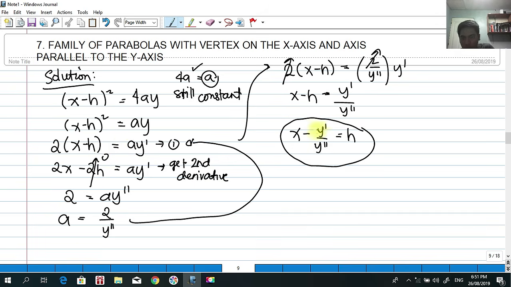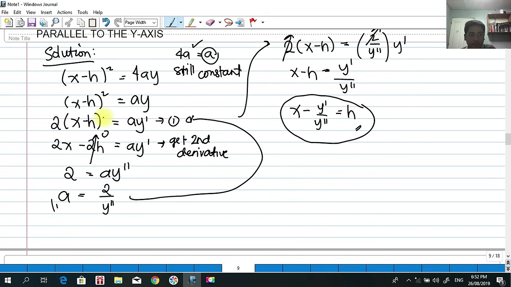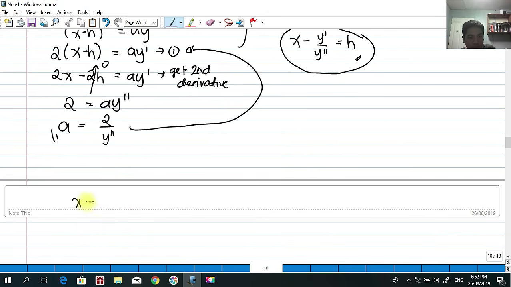But we haven't yet substituted any values into our working equation. So we're going to substitute this into our working equation together with the a, in order for us to eliminate the arbitrary constants. We differentiated twice, so we're going to substitute this value of a and this value of h into the working equation in order to get the family of curves.